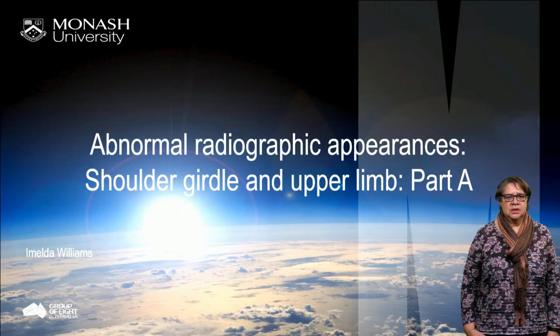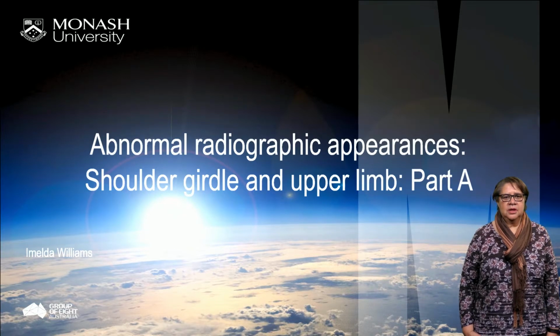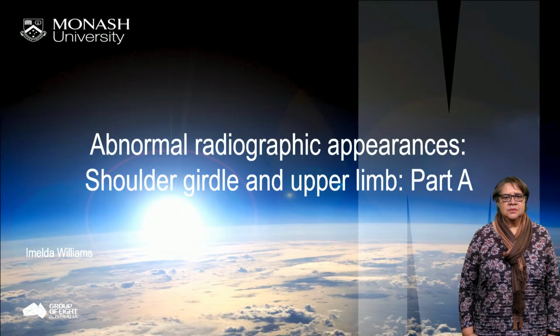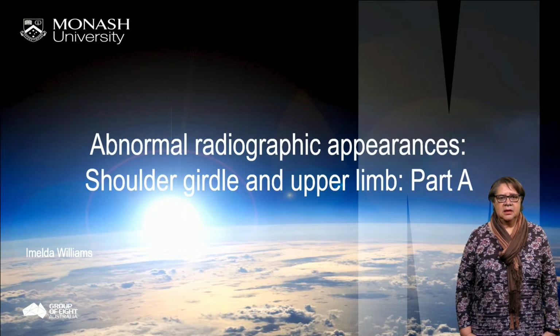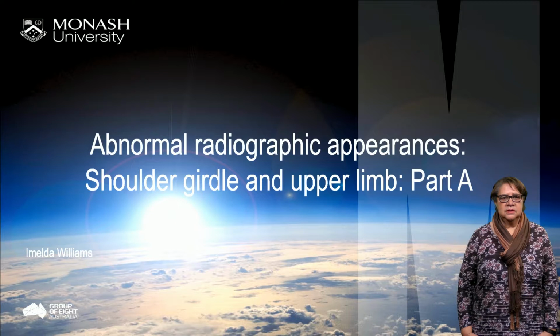With this presentation, I'm going to focus on abnormal radiographic appearances, and this will include the shoulder girdle and the upper limb. This is part A of this presentation, and in this part A, I will be focusing on the shoulder, the humerus, and the elbow.